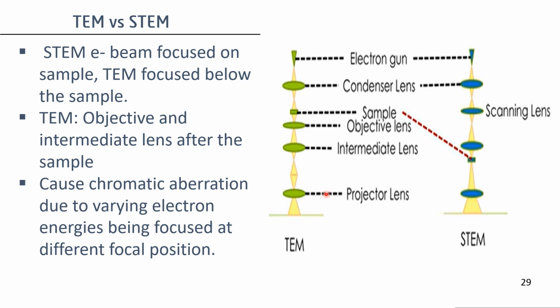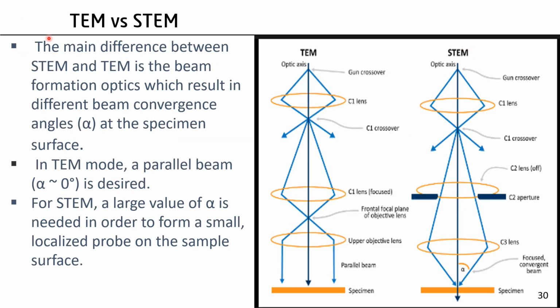In TEM, the objective and intermediate lenses are after the sample, but in STEM the electron beam is focused on the sample. Focusing below the sample causes chromatic aberration due to varying electron energy being focused at different focal positions. Regarding the differences between TEM and STEM, the main difference is the beam formation optics, resulting in different beam convergence angles at the specimen surface.